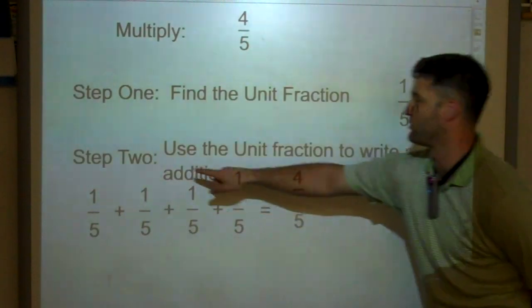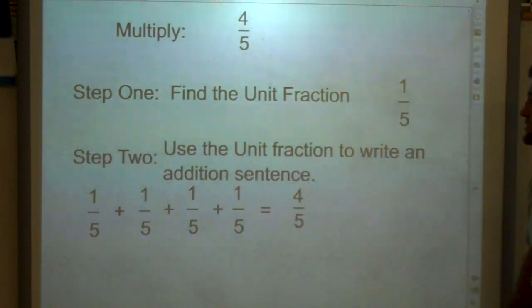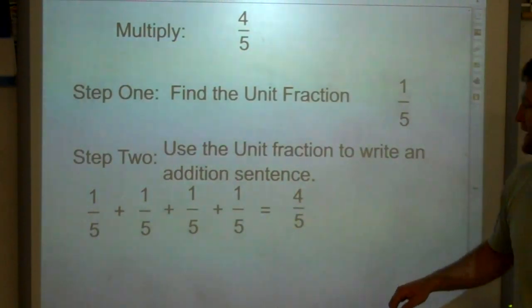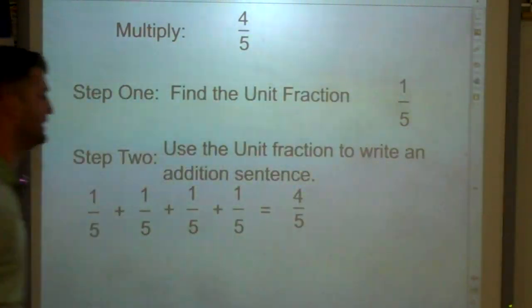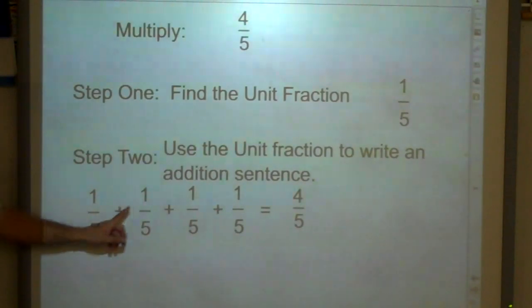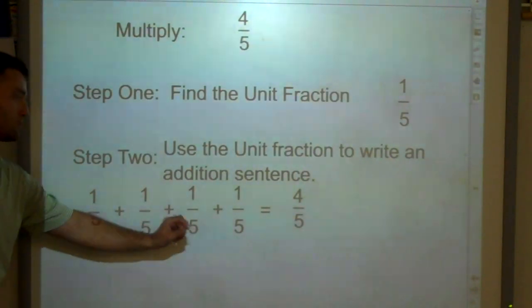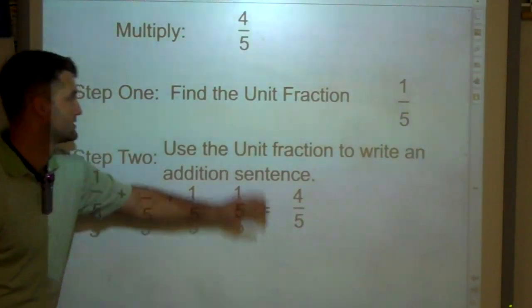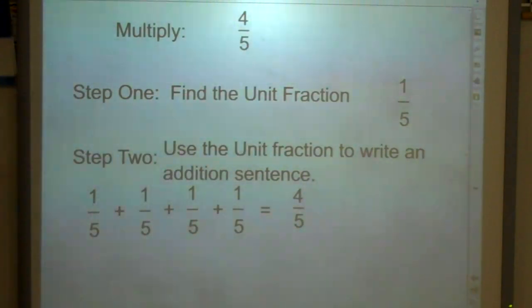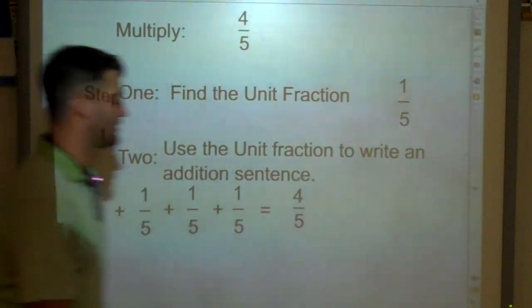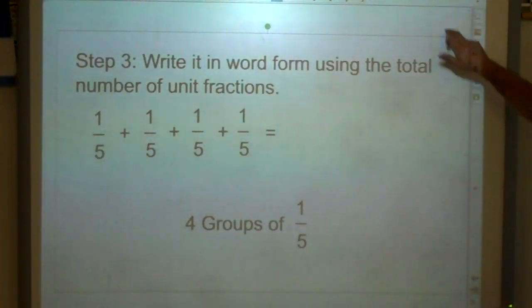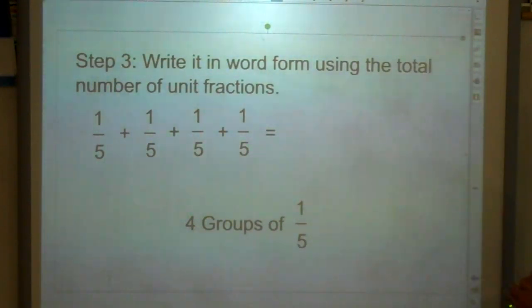The second step is we want to use the unit fraction to write an addition sentence. This comes from adding unit fractions when we worked in lesson 8. So we have 1/5 plus 1/5 plus 1/5 plus 1/5, and that equals 4/5, which is the same thing that we have up here as part of our goal. Our next step is to write in word form using the total number of unit fractions.